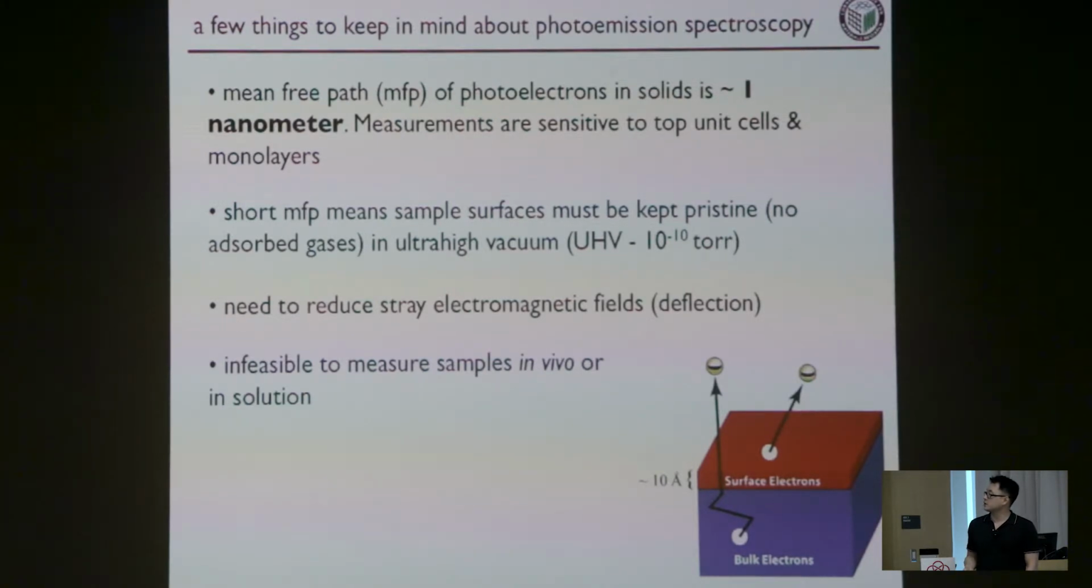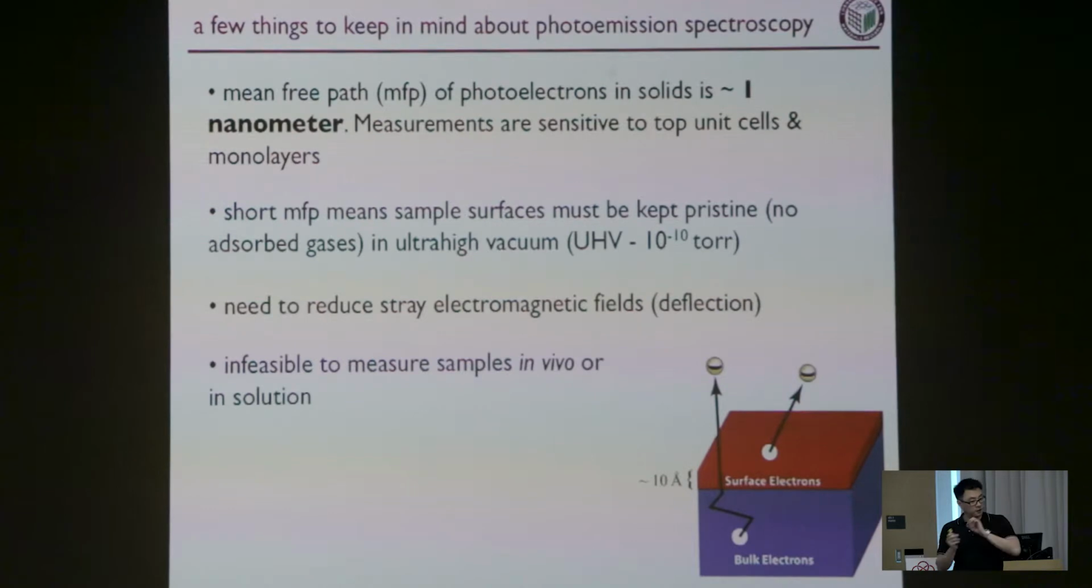As I mentioned earlier, we also need to make sure that the surfaces are pristine, so we don't have hydrocarbons or water or really anything adsorbed to the sample surface, because that will scatter the electrons as they come out, and then we'll lose the energy and momentum information that we actually care about.